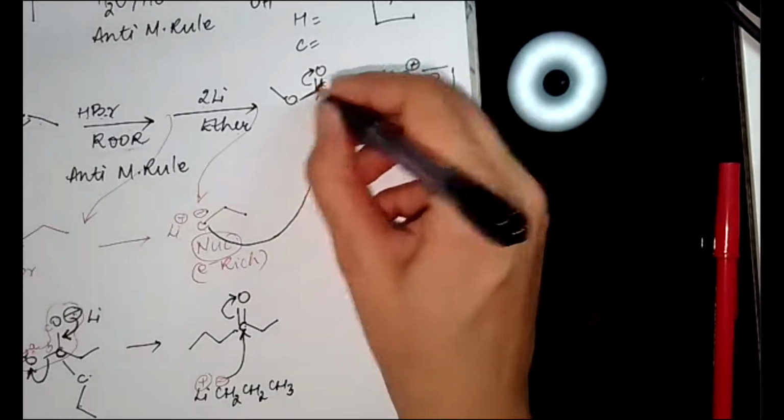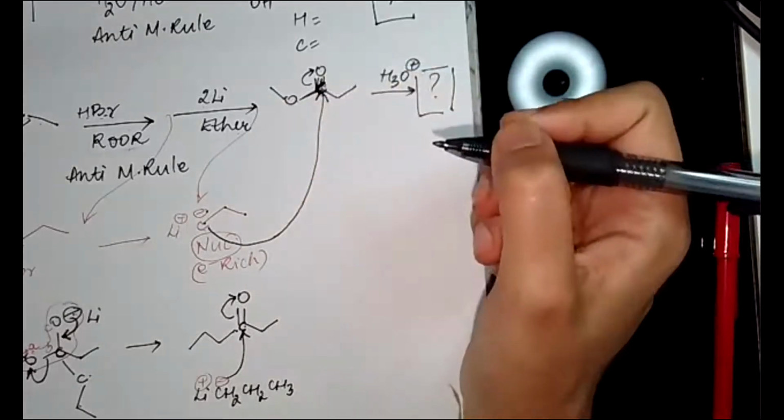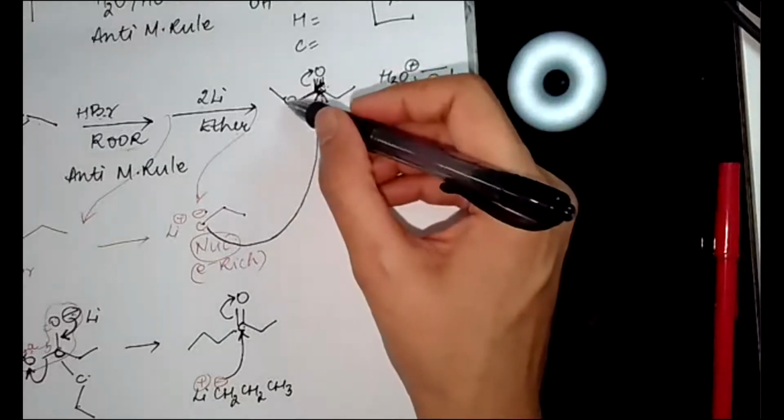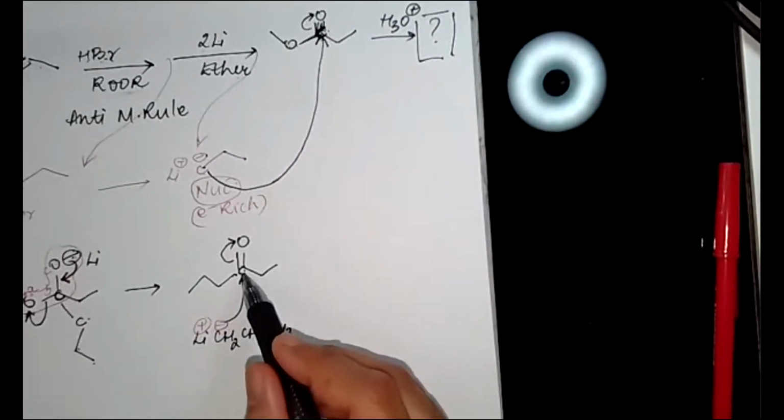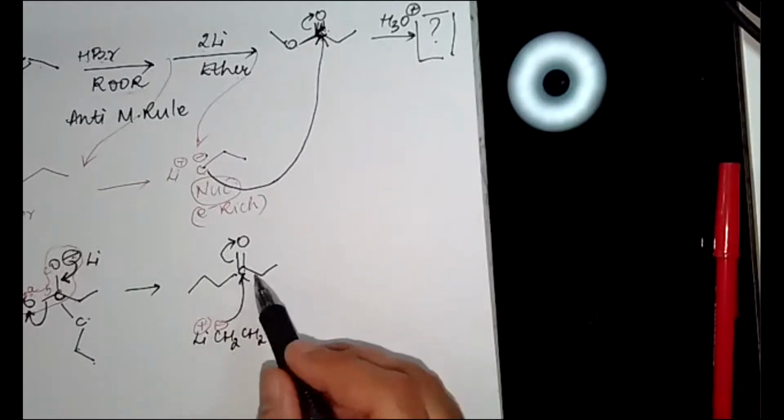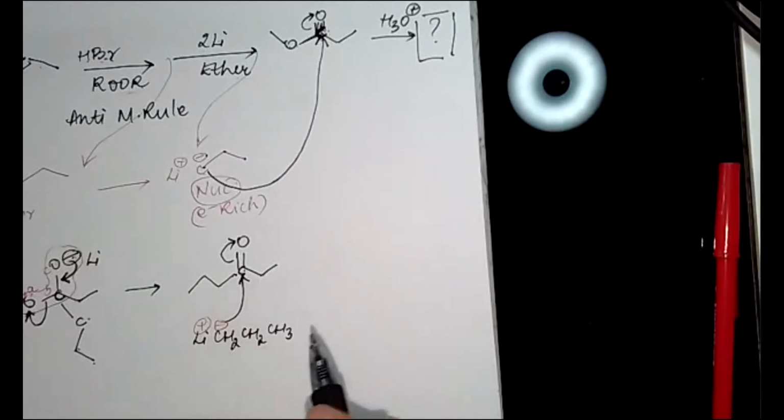Do you all remember what an ester looks like? Carbonyl next to an OR group. A ketone or aldehyde would either have R groups or R and an H.